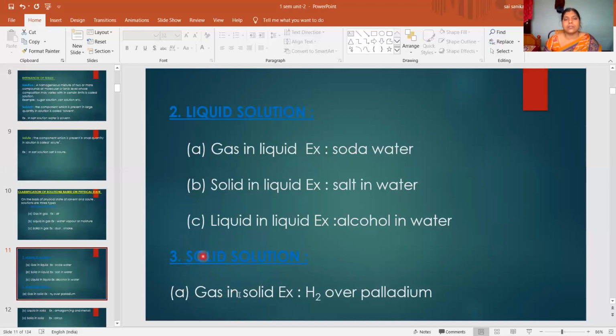So these solid solutions are again of three types. First one, gas in solid. So here solid is solvent. That means solid quantity is more and gas is solute. Gas quantity is less. So gas is solute here and solid is solvent. So example for gas in solid, hydrogen gas over palladium. Palladium is a metal. This is a solid and hydrogen is a gas.